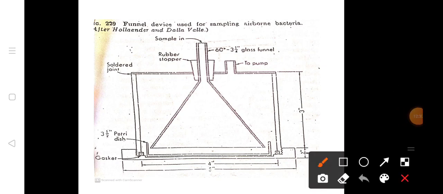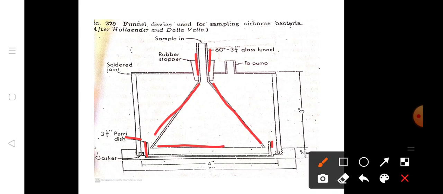This container or sampler is fitted with an inverted glass funnel. You can see this is the funnel, but it is inverted. This glass funnel sits approximately halfway from the bottom of the Petri plate. This is the Petri plate. It is fitted in such a way that the funnel does not touch the Petri plate.